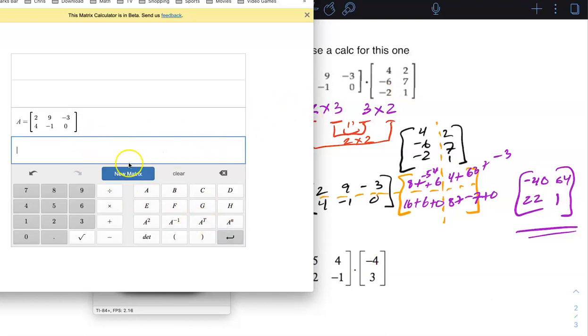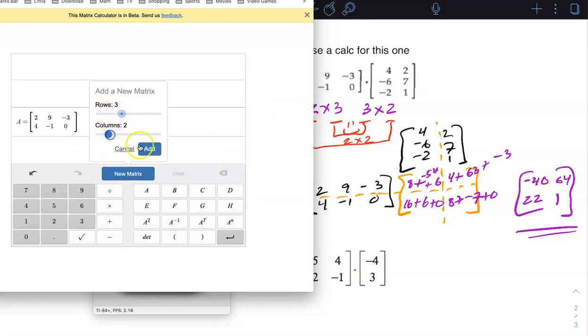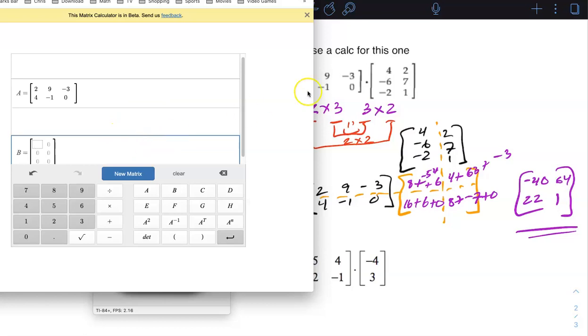I put the next matrix in. So I put new matrix again. This time it's 3 rows and 2 columns. Hit enter. Type in the matrix. So 4. And then 2. And negative 6. 7. Negative 2. And 1.